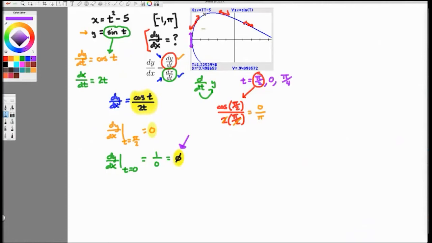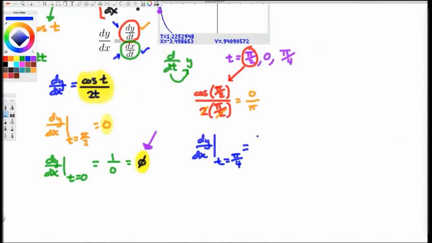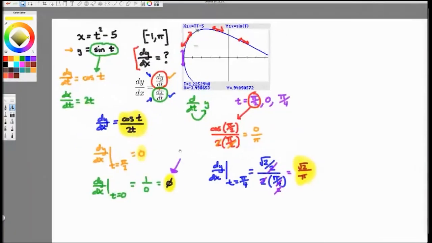And then last but not least, let's do the derivative where t is equal to pi over 4. What's cosine of pi over 4? Does anybody remember that one? Root 2 over 2. Awesome. Thank you. We're dividing this by 2 times pi over 4. A cool thing happens here: the 2 and this 4 cancel, the divided by 2 and divided by 2 cancel. So you're left with root 2 over pi. Okay, boom. So that's basically all I'm going to be expecting you to do in regards to parametric equations.